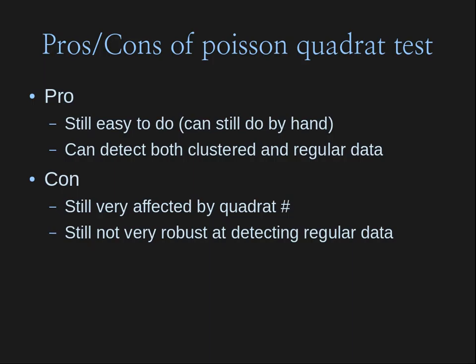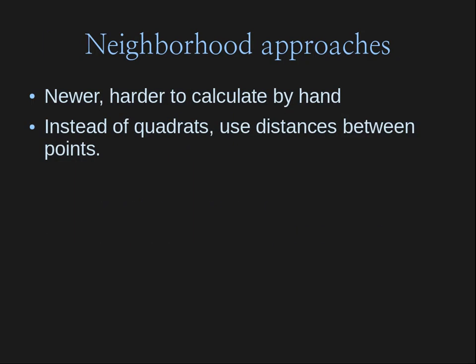Okay, so that leads us into the next part. That's all for quadrats, and that's one basic way that this gets accomplished. But there's another way in which we can do this, which is a little bit more refined, more awesome. And that's some neighborhood approaches. First off, I'm going to say these are newer. These are harder to calculate.